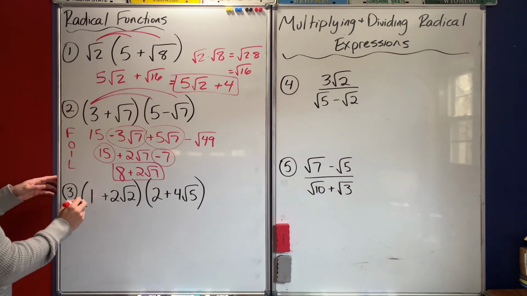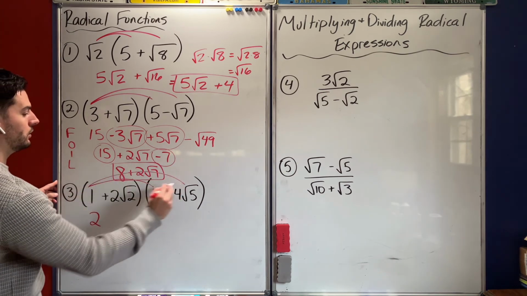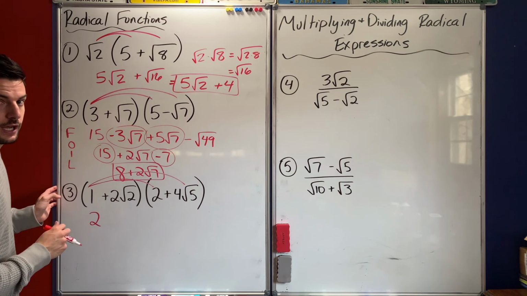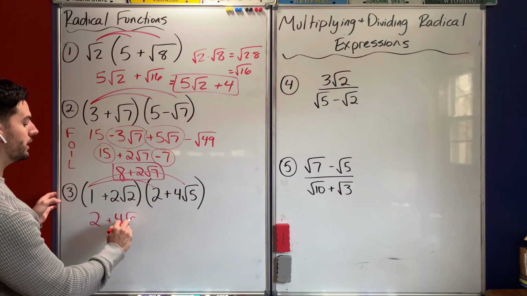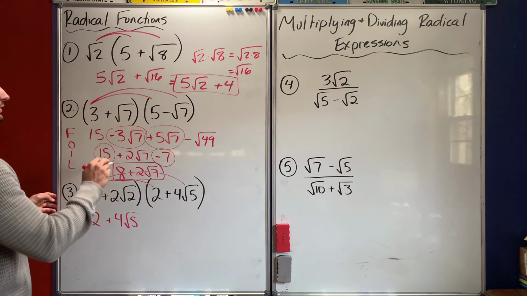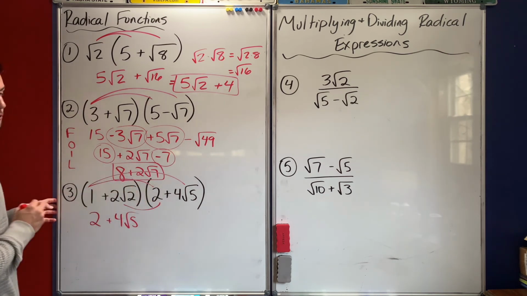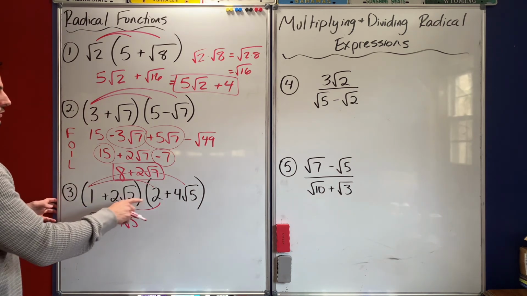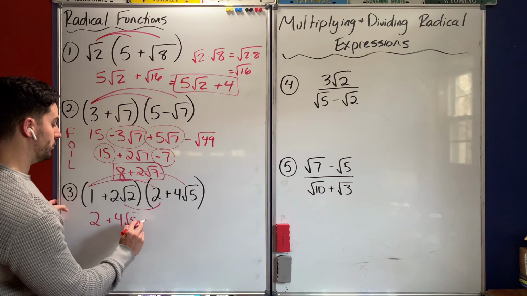Okay, so again, FOIL. So first, 1 times 2 is 2. Outer, 1 times 4 square roots of 5. So I would do 1 times 4 is 4. Basically, anything times 1 is just itself, right? So first, outer, inner, 2 square roots of 2 times 2. Okay, so 2 square roots of 2, right? I would multiply the two whole numbers together. So 2 times 2 is 4.